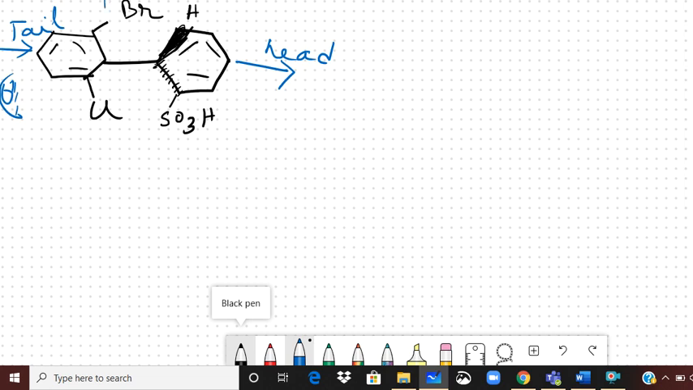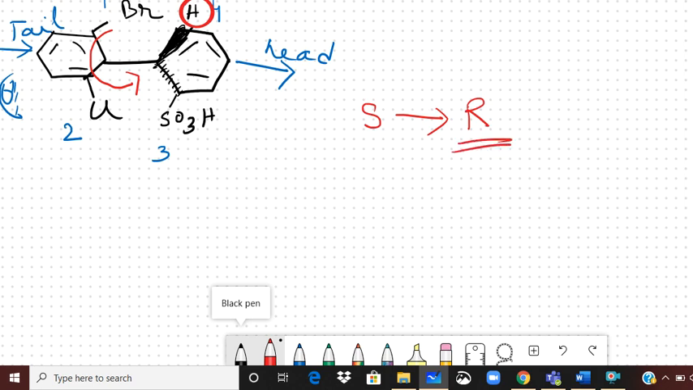So now we configure. The priority order will be 1, 2, 3, 4. Okay, so we can see this and undergo the order. So 1, 2 and 3. It should be S, but since the lowest priority group is in the front part, it will be R. So the configuration will be R. That is more important when we undergo any type of configuration. So we have finished biphenyl.